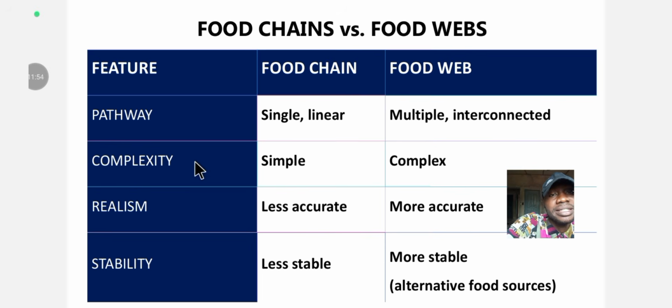What about their complexity? A food chain is simple, but a food web is complex. Realism: a food chain is less accurate, but a food web is more accurate. What about their stability? A food chain is less stable because there are not many options to feed on. If one organism or one trophic level disappears, the food chain is jeopardized. Therefore a food web is more stable because there are alternative food sources.